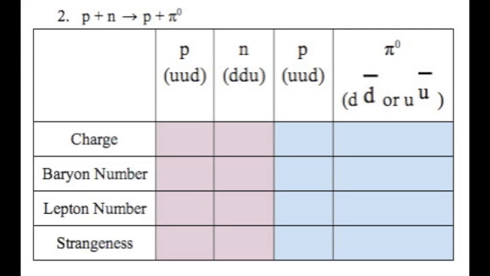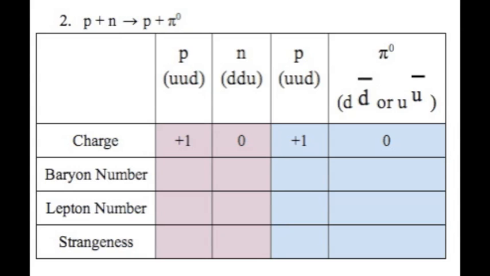So now let's see if charge is conserved. Protons have a charge of +1. Neutrons have a charge of 0. Then the proton again has a charge of +1, and pi will have a charge of 0. So that is conserved, since +1 equals +1.